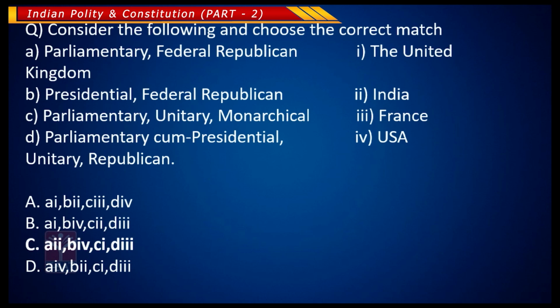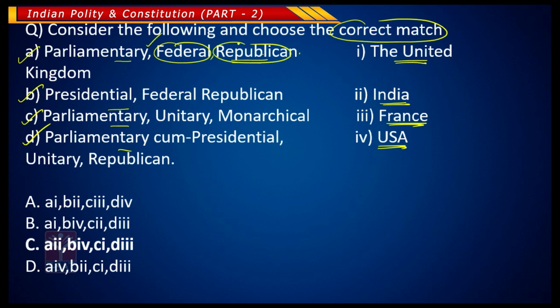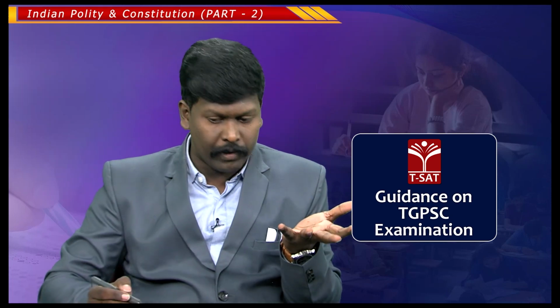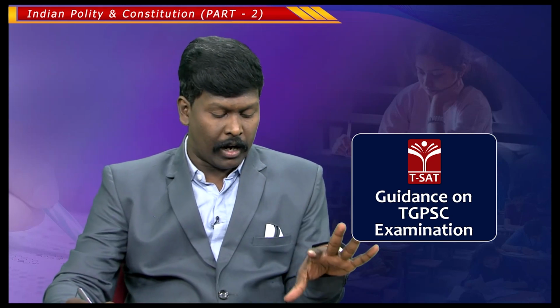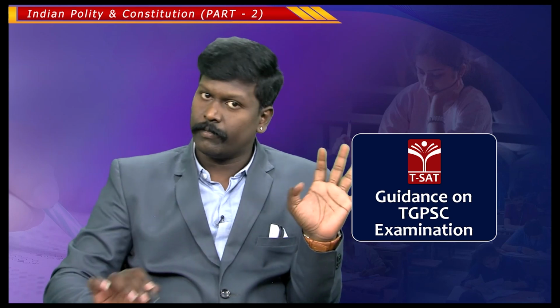Consider the following and choose the correct match. See, here we have A, B, C, D. We have features, and we have USA, United Kingdom, India and France. So, we need to guess. Okay, let's try. Parliamentary, federation, republic. Parliamentary type, but a federal system and republic. US is not a parliamentary system, correct? US is not a parliamentary system. So, you can eliminate. A cannot be 4. So, this is gone.